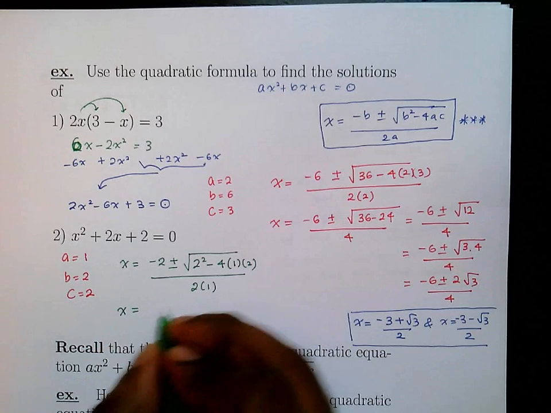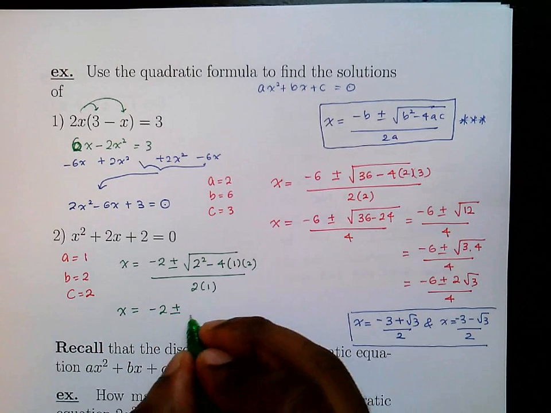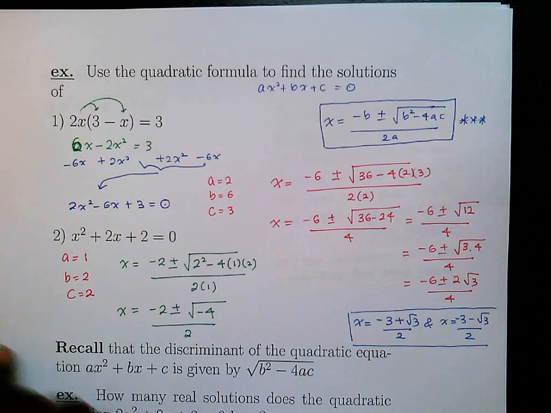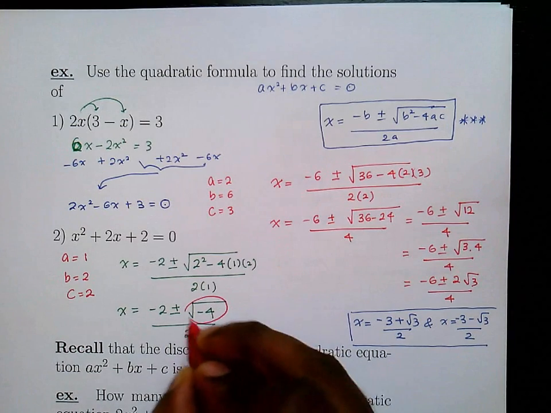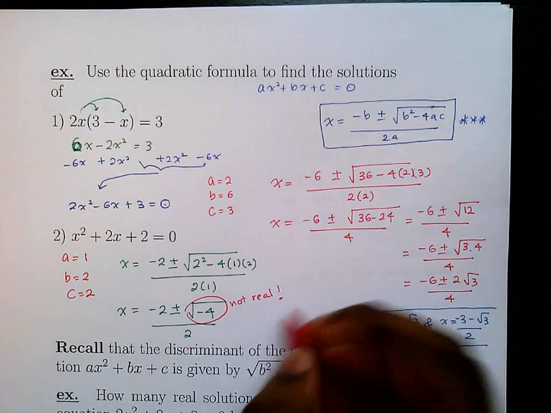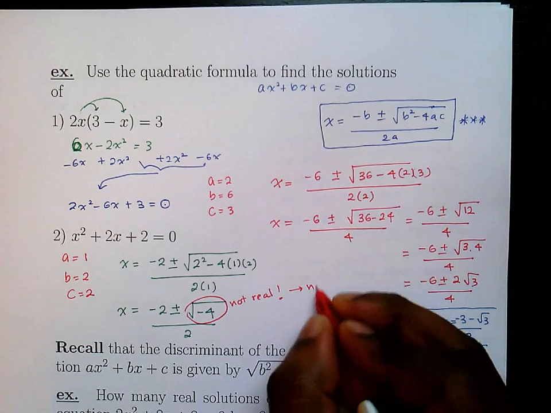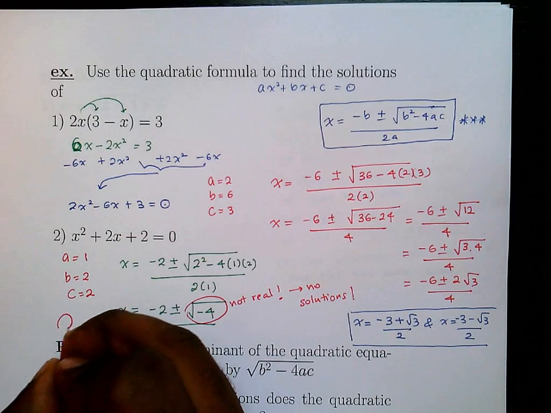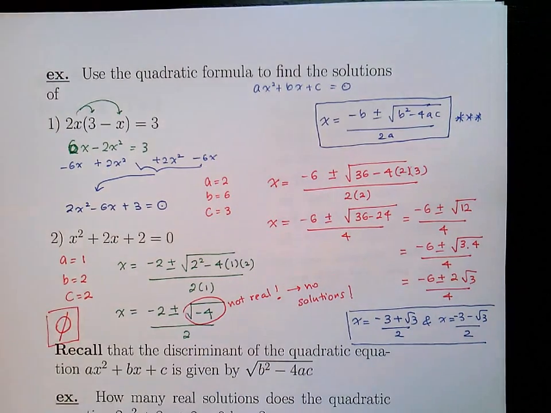Now you see something peculiar here. You get negative 2 plus or minus square root of 4 minus 8, that is negative 4, over 2. Now this one right here is not real. Therefore, this has no solutions. So the solution set is empty. In lecture 15, you will learn about something called complex numbers, and in that case, you will actually see there are two complex solutions for this. But for now, there are no solutions.